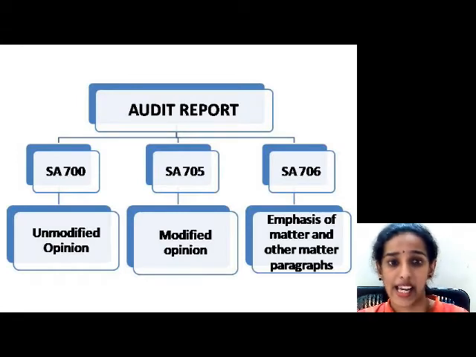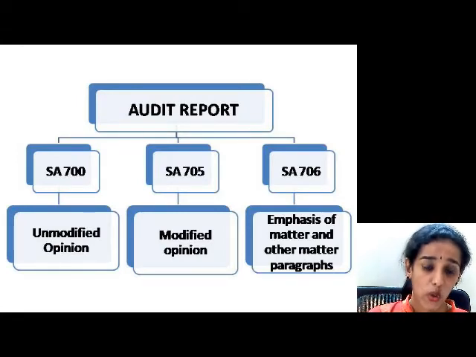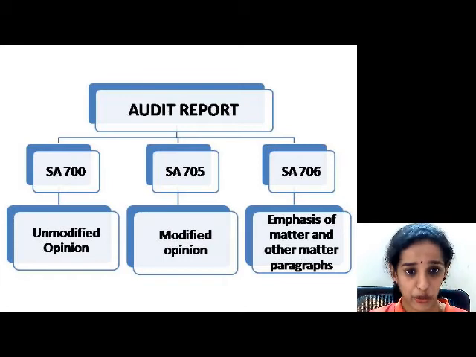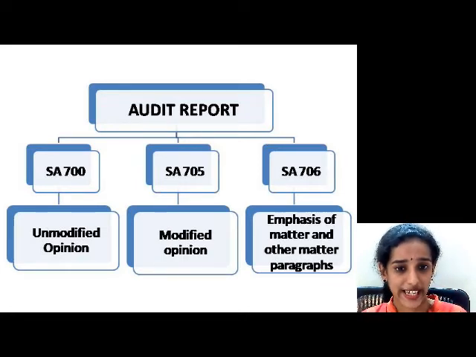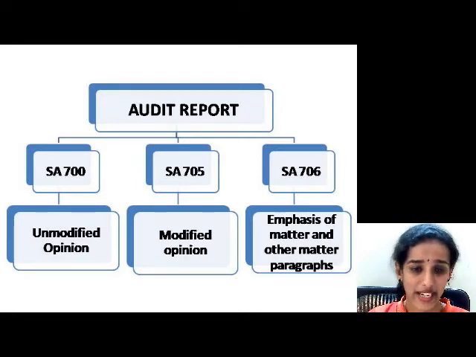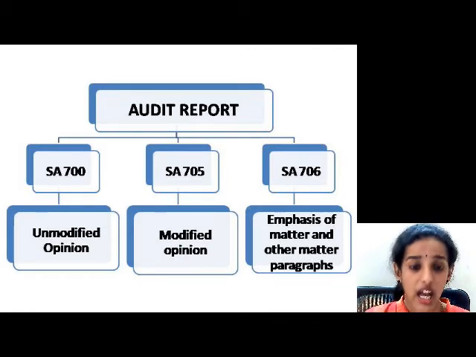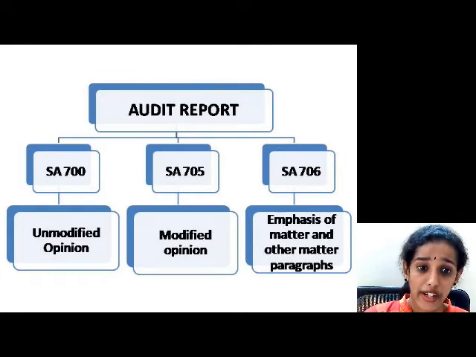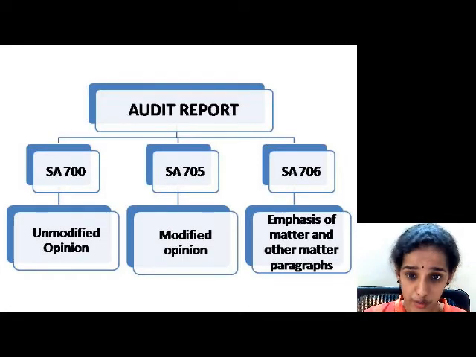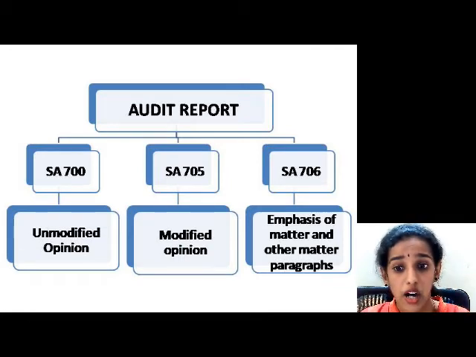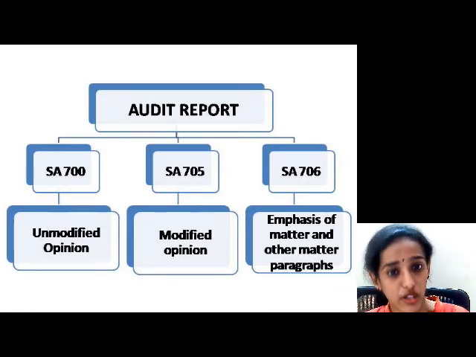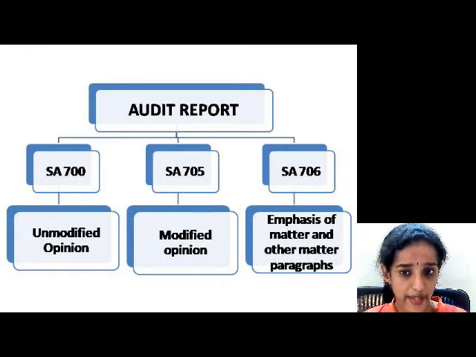So first I'll give you a very broad overview of what is an audit report. Audit report basically I'm classifying into three buckets. First is SA 700, SA 705, and the third one is SA 706. So in SA 700, which I am dealing with today, I'll be telling about what is an unmodified opinion, what is an unmodified audit report. So it is basically about how to form an opinion and report on the financial statement. SA 700 is basically forming an opinion and reporting on the financial statement.